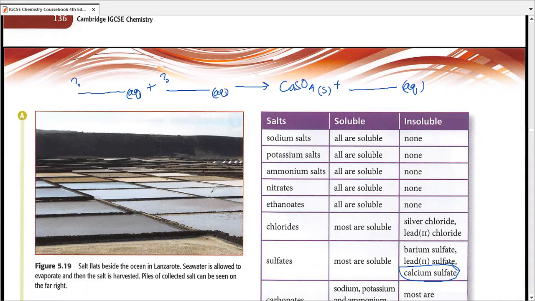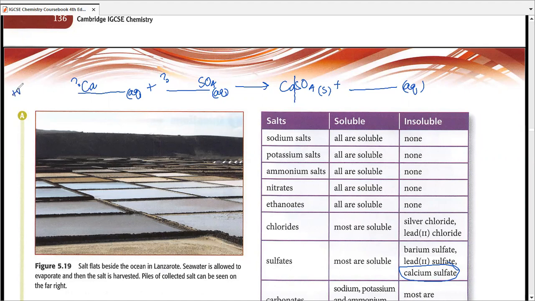Now it's pretty easy. Divide the salt up into two ions. Of course, one of the ions would be a part over here and one of the ions would be a part over here. Now, the rest of the ions are spectator ions, and you are supposed to come up with those ions.